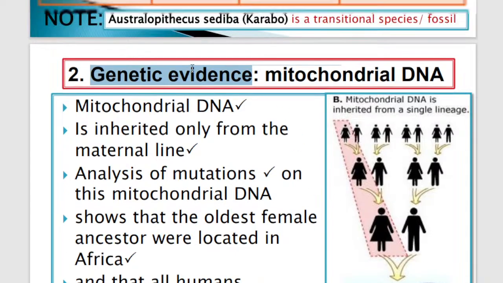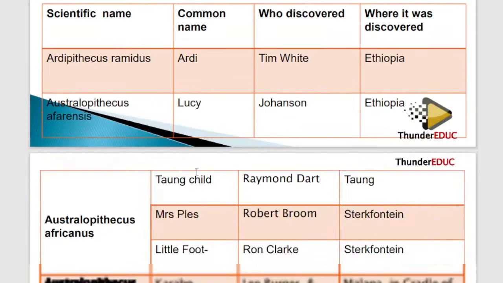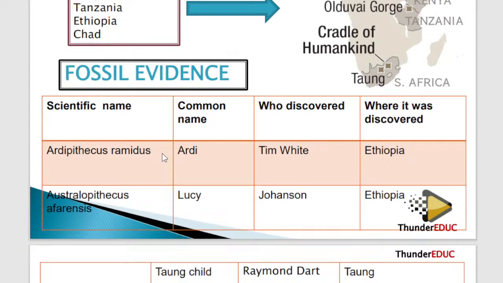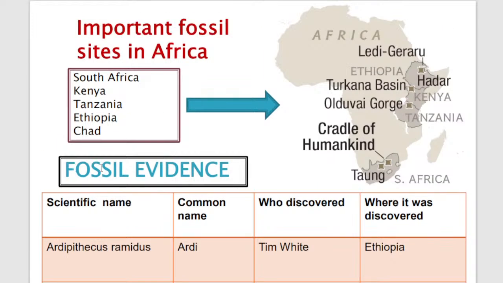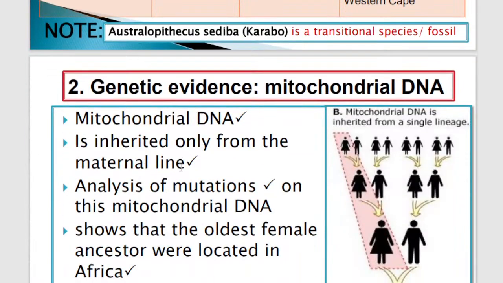The same way, when they ask you, you don't say Australopithecus africanus. No. You say fossil evidence. But examples of fossil evidence, we have these fossils. So when they ask you the evidences to support the out of Africa hypothesis, don't say mitochondrial DNA. No. Mitochondrial DNA is an example of the genetic evidence.